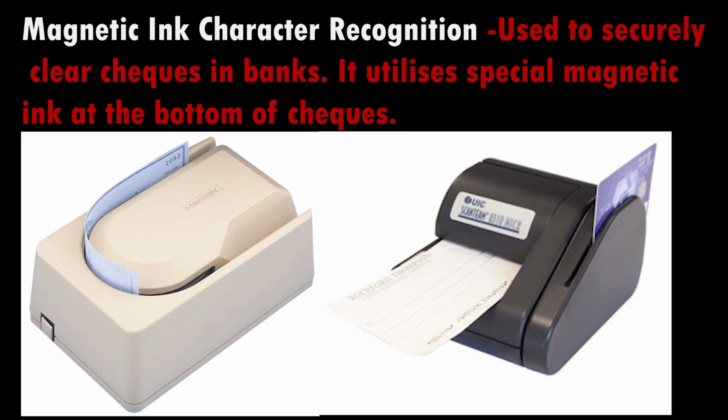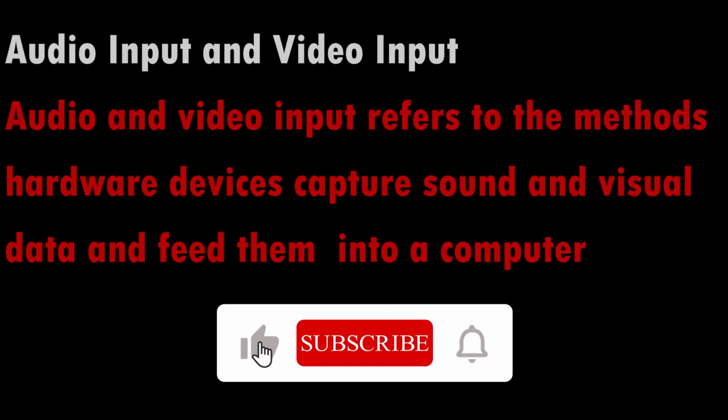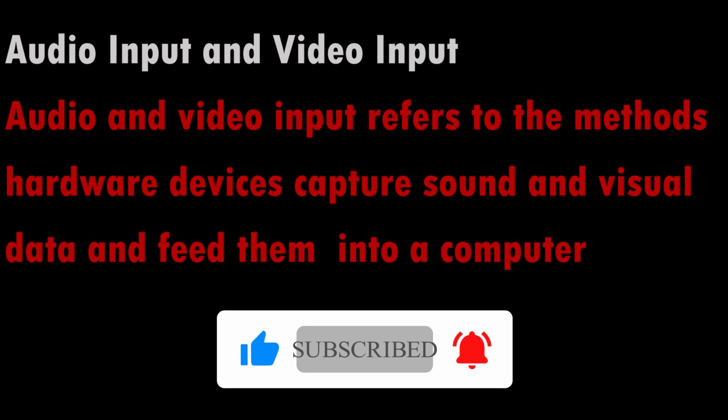Next, we have what we call magnetic ink character recognition, which is used in banks to read information printed on checks. Scanning devices are very useful in offices, banks, and stores. The fourth form of input is what you call the audio and video inputs.